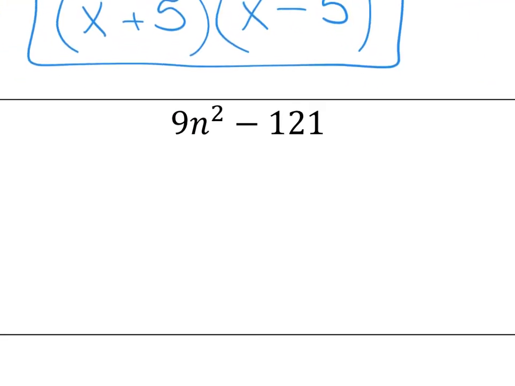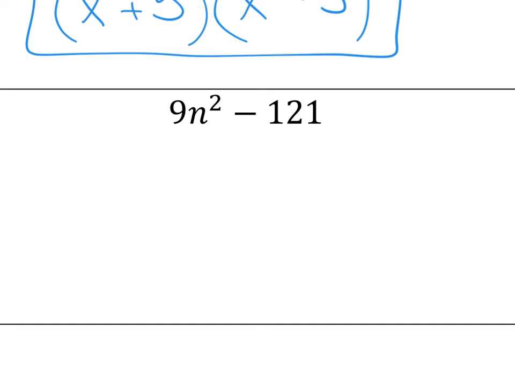Let's try this one together again. Can I use the difference of two squares pattern? Yes, because 121 is 11 squared, right? Okay, I hear some arguments, so I like it. We have subtracting, we have two things, and I can write everything as a perfect square. 9 is 3 squared, and 121 is 11 squared. 11 times 11 is 121.